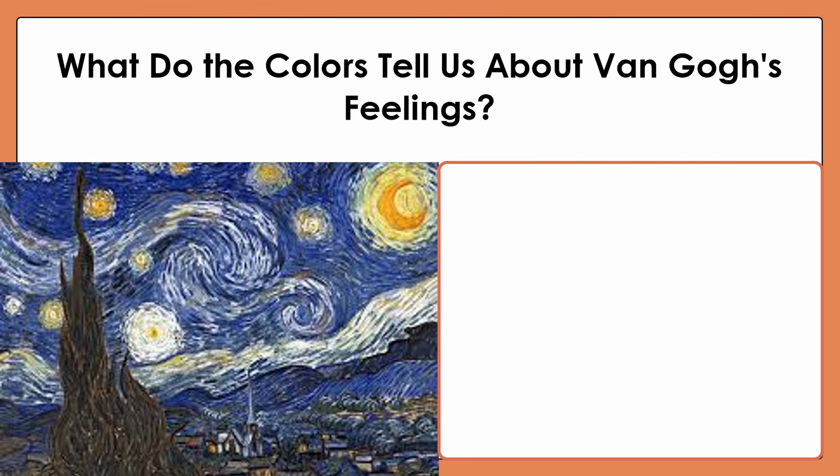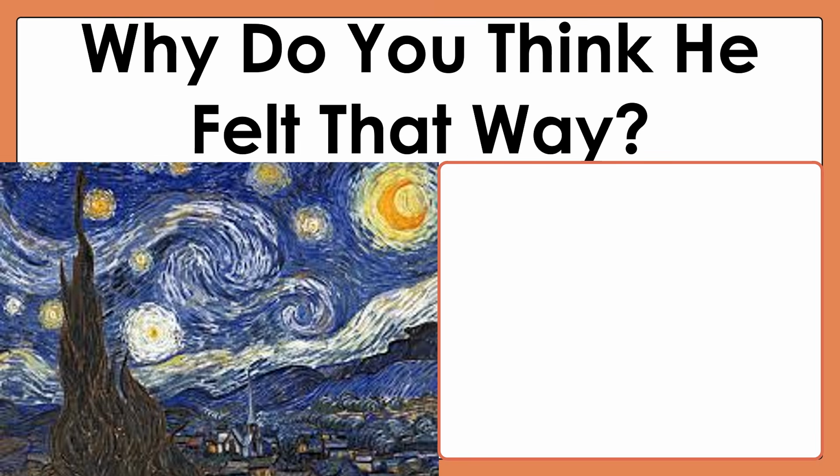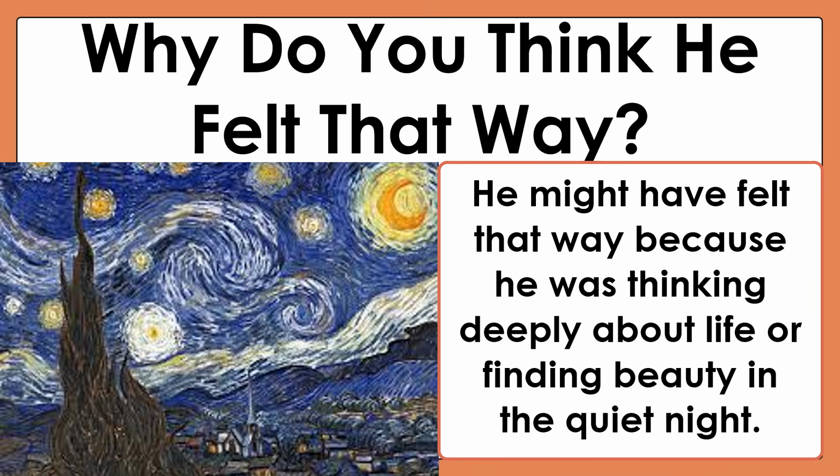What do the colors tell us about Van Gogh's feelings? Possible answer: the blue color might show that he was feeling calm or sad, while the yellow and white in the stars and moon could mean he still felt hope or wonder. Why do you think he felt that way? Possible answer: he might have felt that way because he was thinking deeply about life or finding beauty in the quiet night.